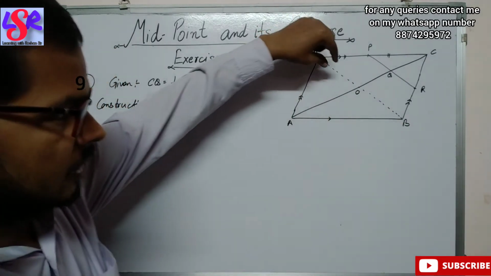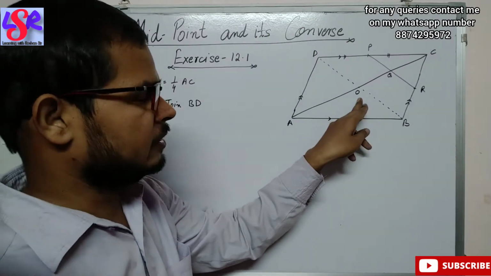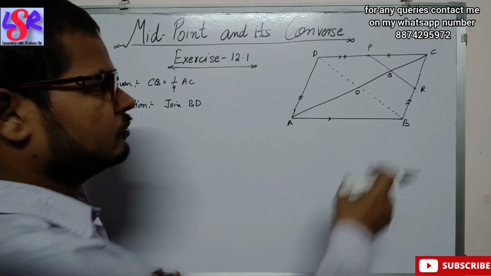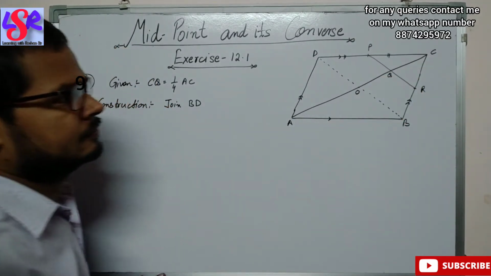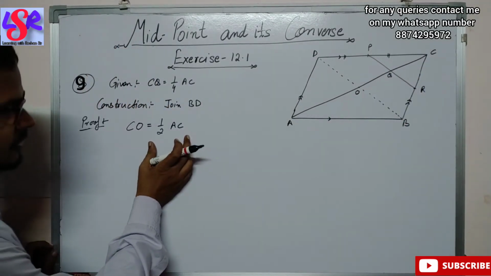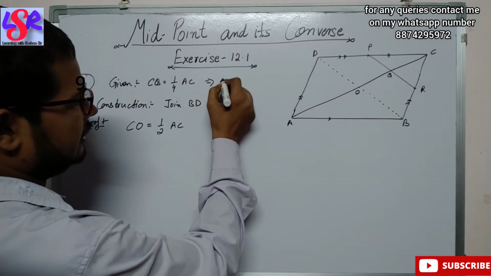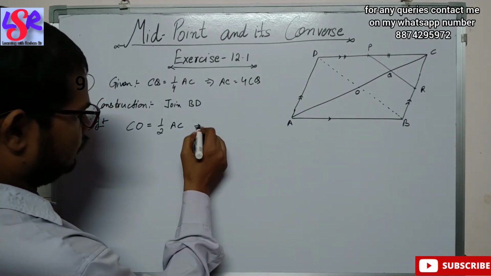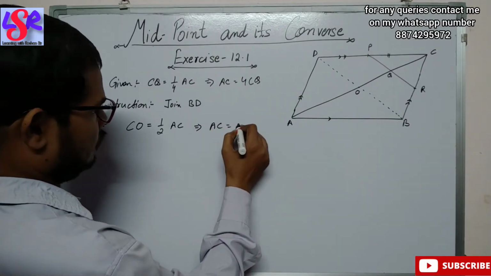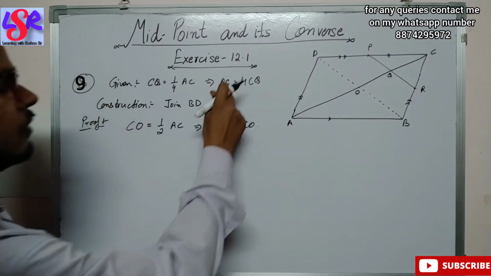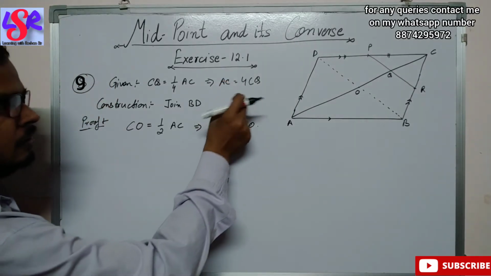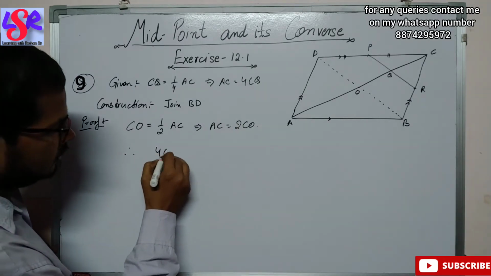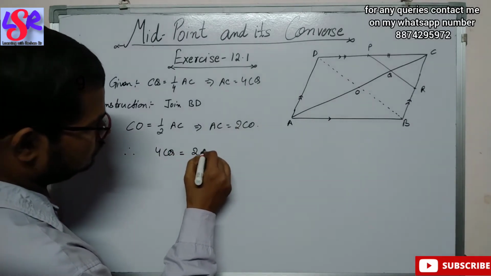That will be another diagonal which is going to meet over here at O. Now we know the diagonals of the parallelogram bisect each other. Therefore, CO will be half of AC. Now from here, we can get the value of AC as 4CQ, and from here, we get the value of AC as 2CO. Now we can equate the values of AC: 4CQ equals 2CO.